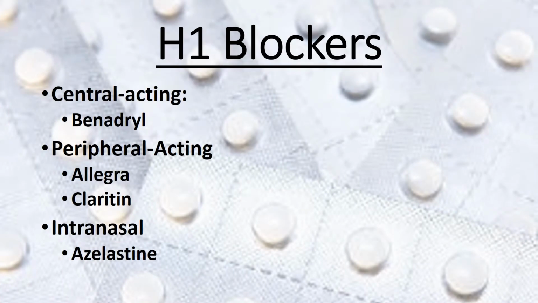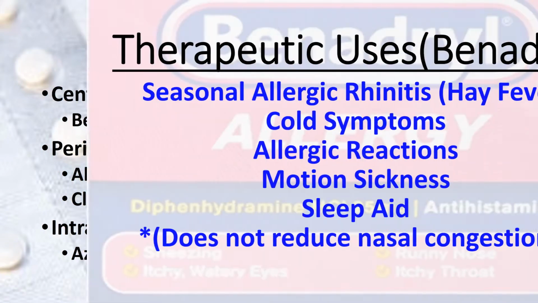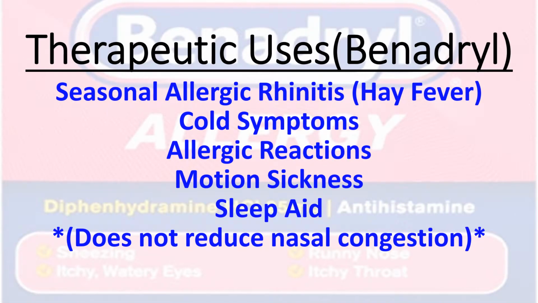There are three different types of H1 blockers: central acting, or Benadryl, peripheral acting, or Allegra and Claritin, and intranasal, which is ozalastin. The therapeutic uses for Benadryl are seasonal allergic rhinitis or hay fever, cold symptoms, allergic reactions, motion sickness, or sleep aid. Benadryl does not reduce nasal congestion.